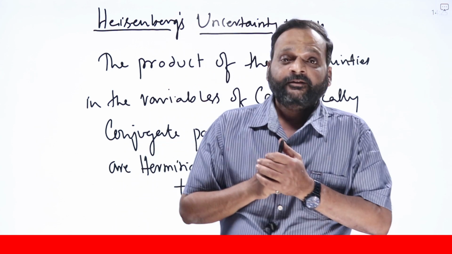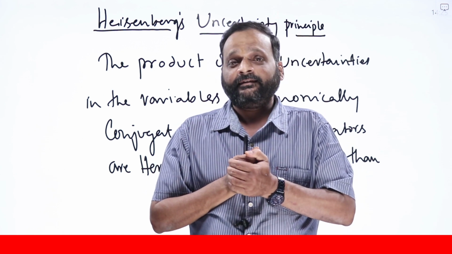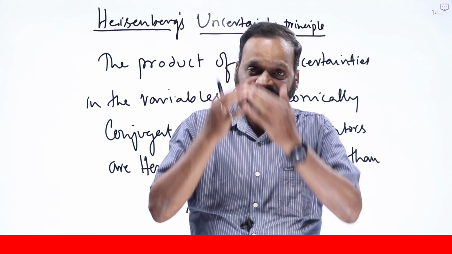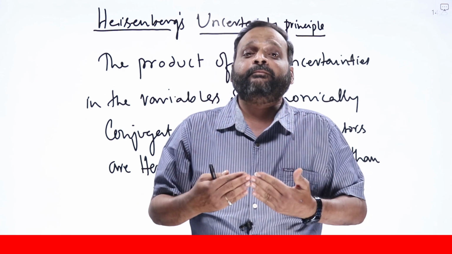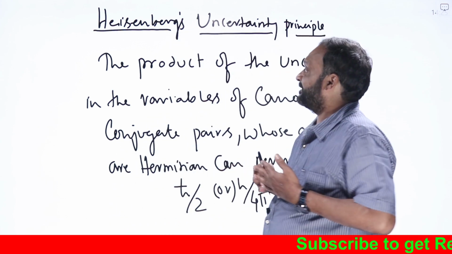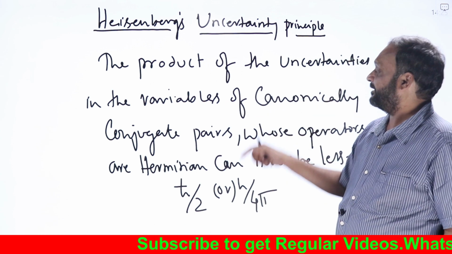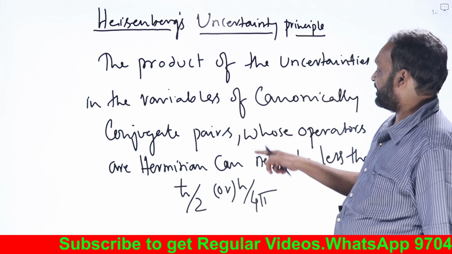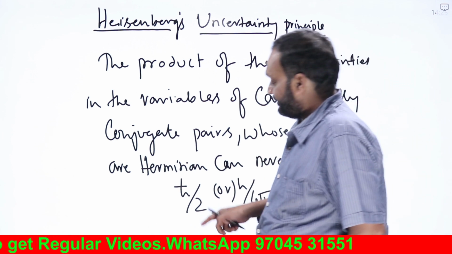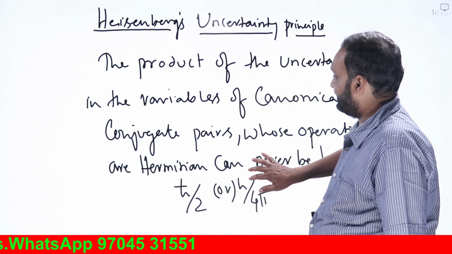And this principle, though it looks apparently negative, is one of the most fundamental principles, as fundamental as conservation of energy, conservation of linear momentum or conservation of angular momentum. The principle says: the product of the uncertainties in the variables of canonically conjugate pairs whose operators are Hermitian can never be less than h bar by 2. The normal statement at plus 2 level or BSc level is like this.